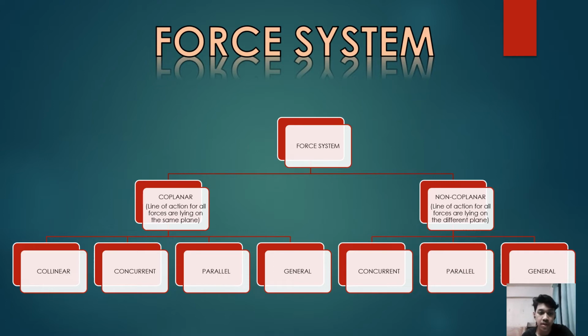Coplanar forces have four types: the first one is collinear, the second is concurrent, the third is parallel, and the last one is general. Meanwhile, for non-coplanar forces, we only have three: concurrent, parallel, and general.